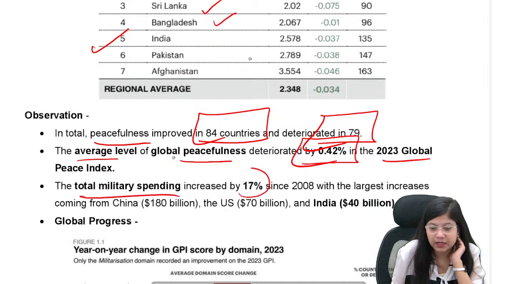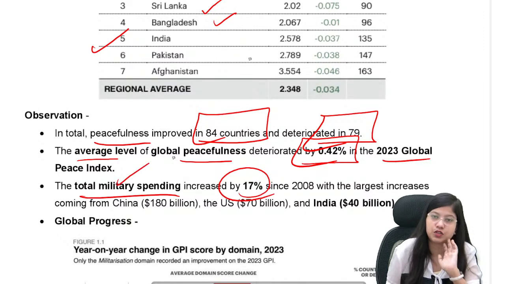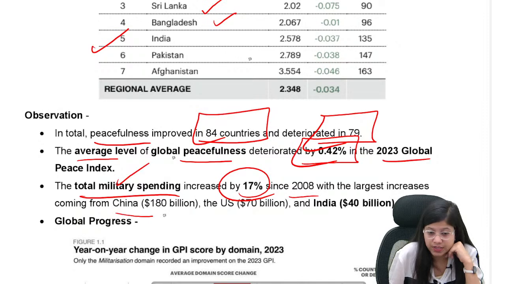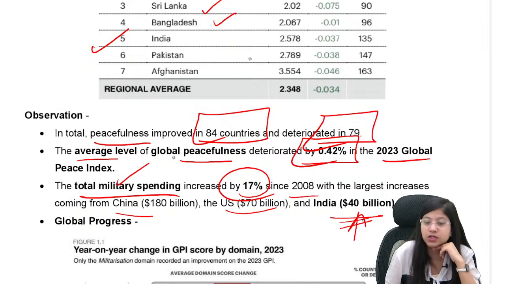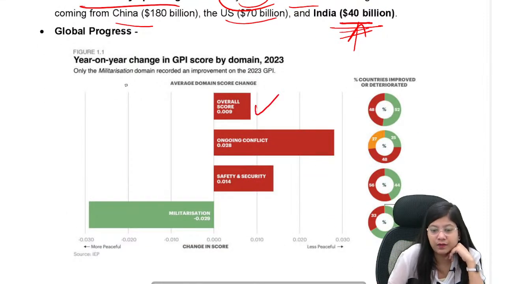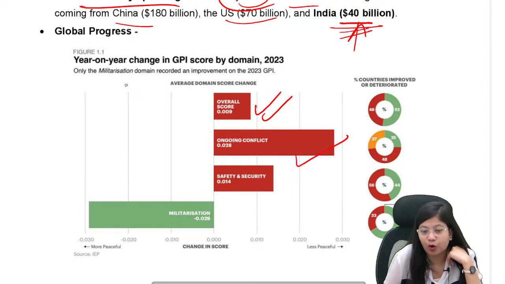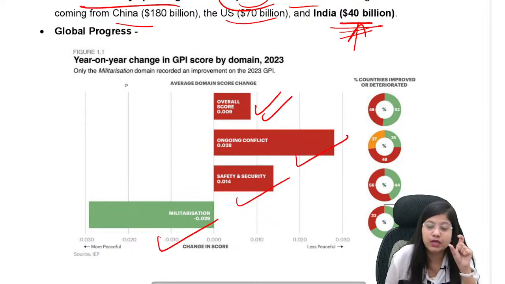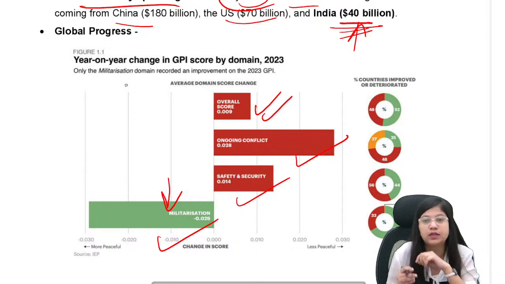Total military spending increased by 17%. Obviously, militarization was a parameter there, since 2008, with the largest increases coming from China, US and India. In India too, military expenditure has increased by up to $40 billion. The global progress, as you can see, here we have the overall global score, the average. Then we have the ongoing conflict score 0.028, safety and security score 0.014, and the militarization score, which is the only score in negative, 0.029, and it is very good that it is in the negative.